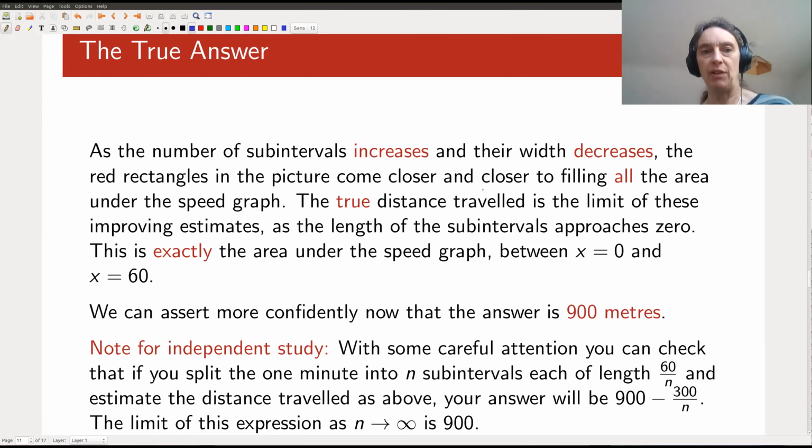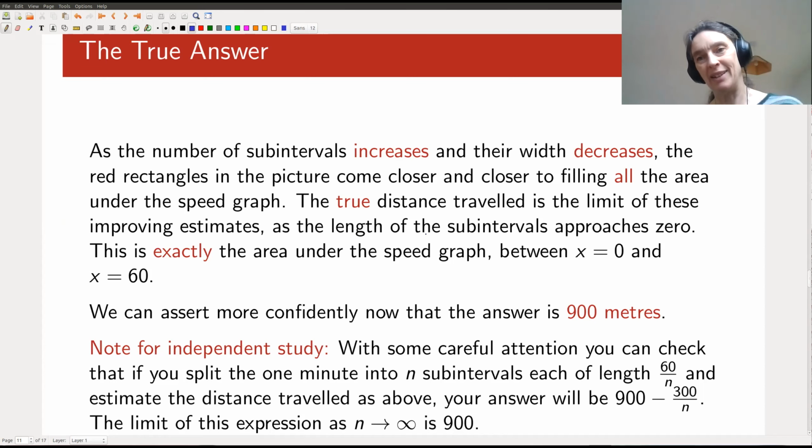And the true distance traveled is the limit of these improving estimates as the length of the subintervals approaches 0 and the number of them goes to infinity. And that's exactly the area under the speed graph. So those little white triangles that were being left out, they're shrinking as the estimates increase, as the number of subintervals increases and their width decreases. Okay, so the true distance traveled is the limit of that process, which is exactly the area under the speed graph between 0 and 60. So for this particular problem, we can now assert more confidently that the answer should be 900 meters, which is the area under the graph.